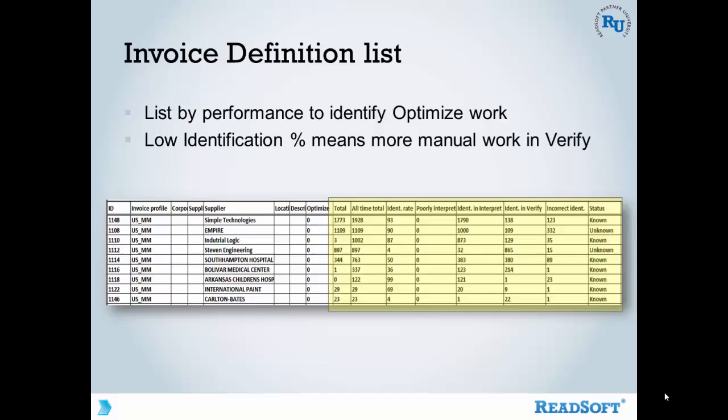By use of the search grid in the Optimize module, you can identify suppliers that are in need of optimization work. You can also see what supplier invoices are avoided by end users due to poor image quality or other reasons.